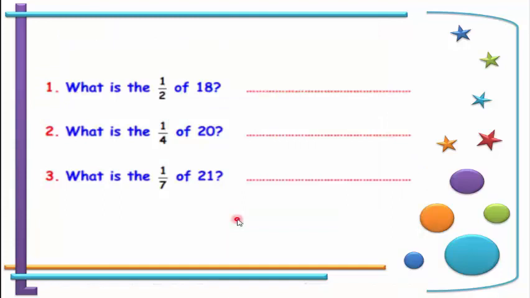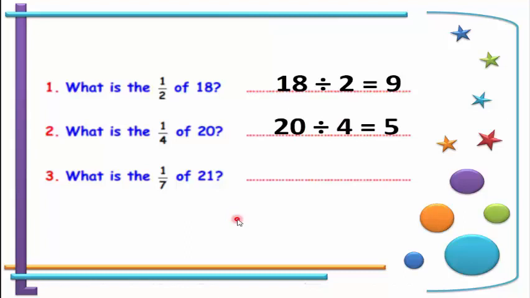What is the half of 18? Excellent. 18 divided by 2 equals 9. What is the quarter of 20? 20 divided by 4 equals 5. What is the seventh of 21? Excellent. 21 divided by 7 equals 3.